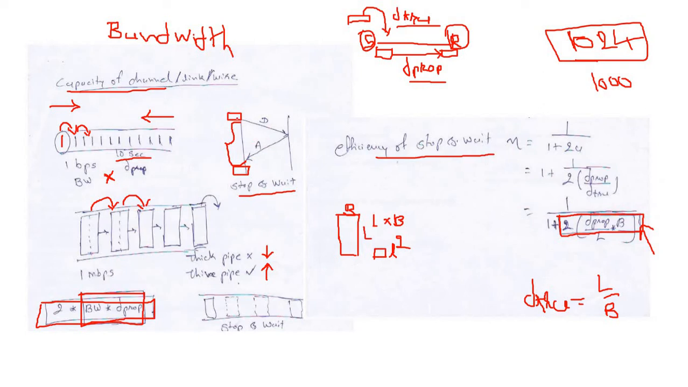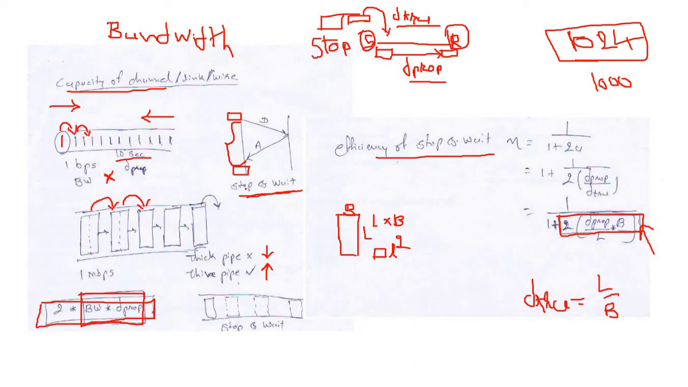After sending the data, we will stop. Why is the name stop and wait? After transmitting the packet, we will stop and wait. How much time will we wait? Till the acknowledgement arrives. Whenever the acknowledgement arrives, then and only then will we send the next packet. So that's why the name of the protocol is stop and wait.